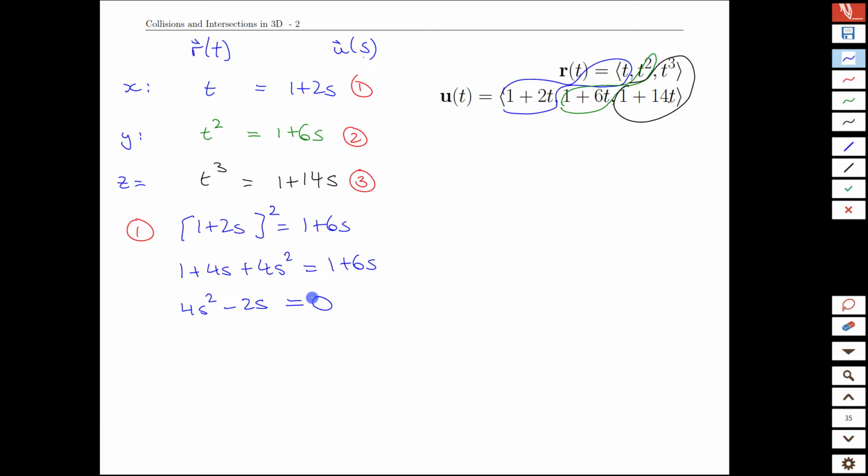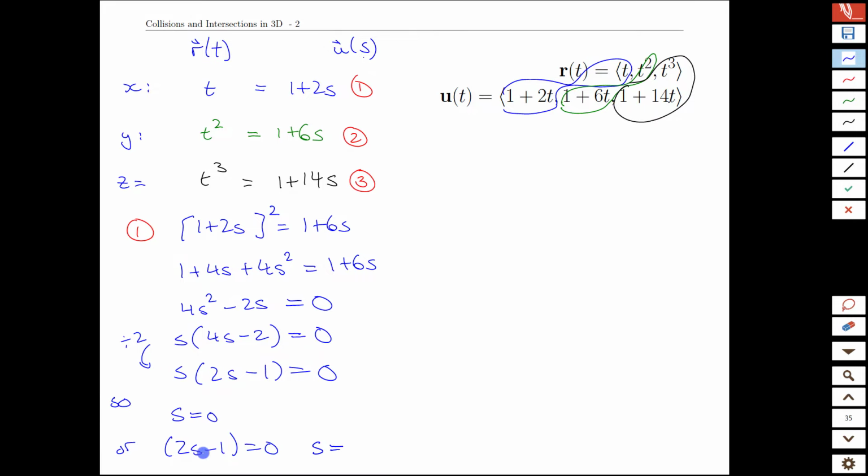And that is nice because there's an s factor: 4s squared minus 2s. And we can even take that one step further if we want. We can divide by 2, and we'll have s times 2s minus 1. And that gives us either s equals 0 or 2s minus 1 equals 0, which is equivalent to 2s equals 1, which is the same as s equals 1/2.